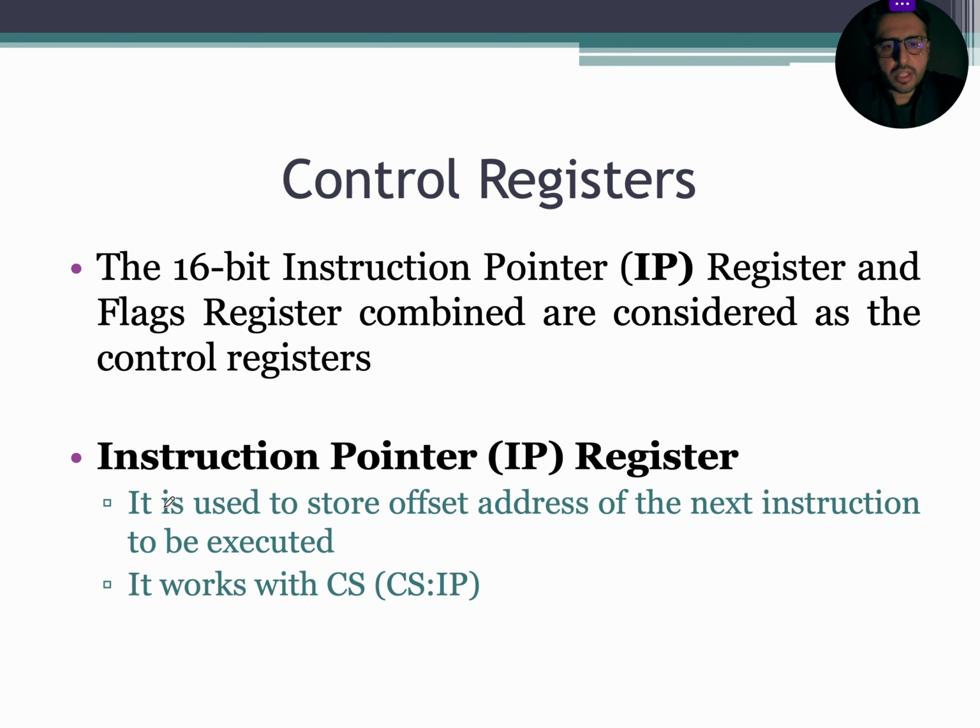Now let's discuss the third and last category of registers, that is control registers. The 16-bit instruction pointer register and flags register combined are considered as the control registers. Instruction pointer register is used to store offset address of the next instruction to be executed and it works with CS.